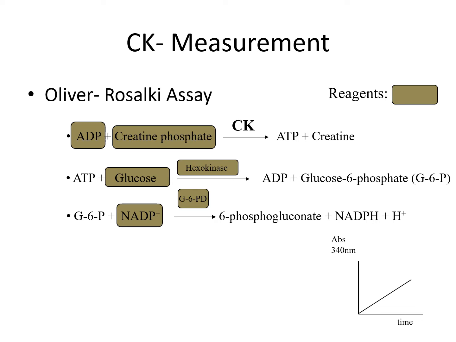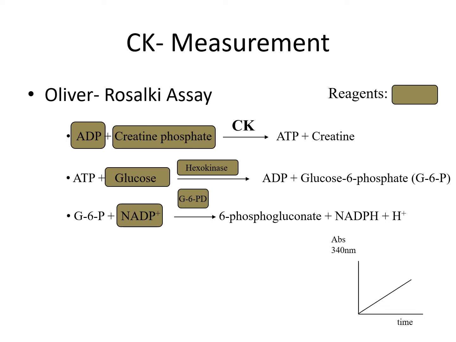So the first reaction is the same as we saw with the previous, ADP and creatine phosphate being converted to ATP and creatine. And then the second reagent, rather than utilizing phosphoenol pyruvate like we did with the previous, we are utilizing glucose and the enzyme hexokinase. So ATP and glucose, along with hexokinase, is converted to ADP and glucose 6-phosphate, or G6P, I'm sorry, not diphosphate.